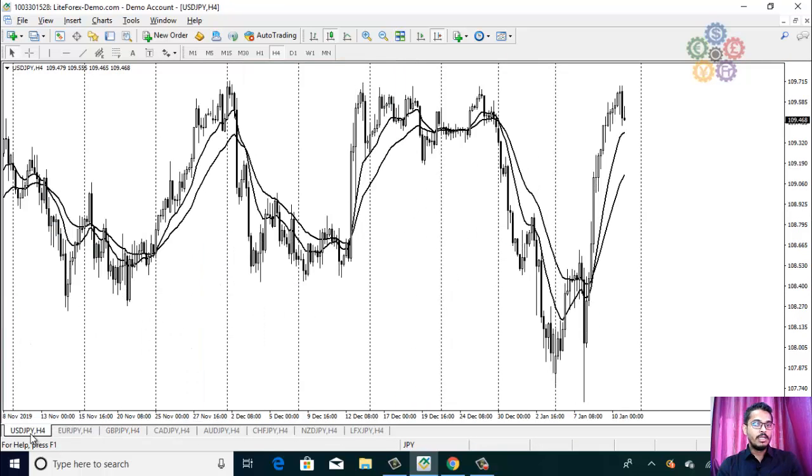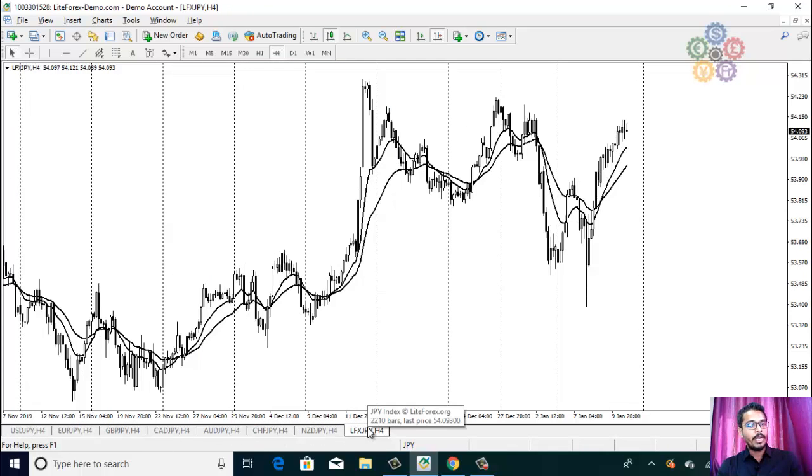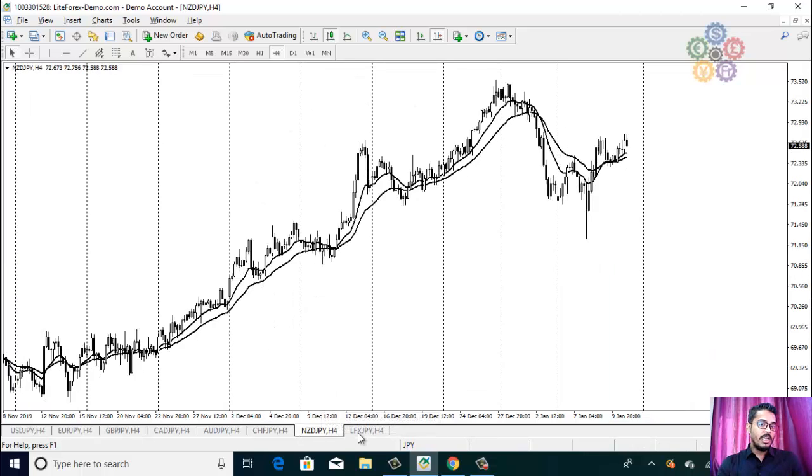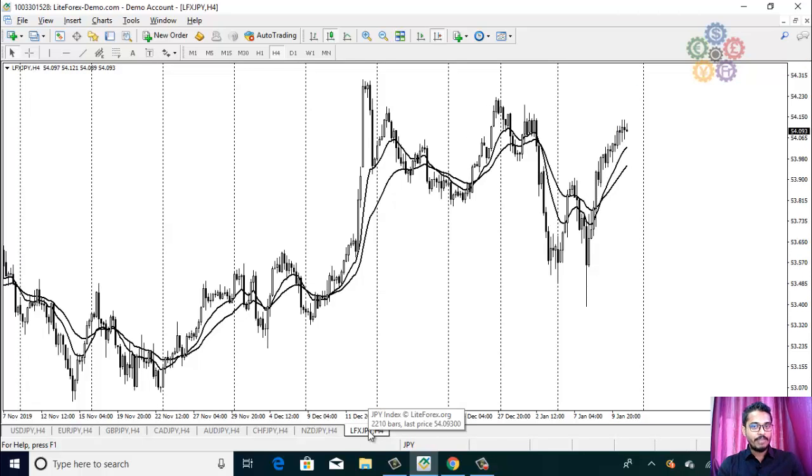So if you look at all the yen pairs, all the 7 yen pairs will be giving you trade opportunities. Now, this is the beauty of the yen index, or the Liteforex yen index chart, and I have been using it. Of course, there are many other platforms.